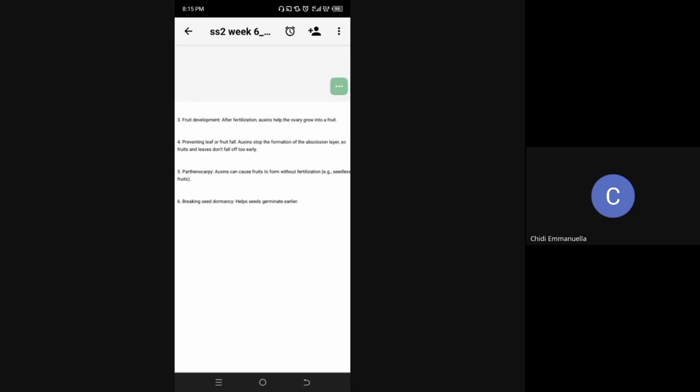So you don't expect to see seeds inside a fruit that underwent parthenocarpy, because the mere feature of seeds shows that that is a reproductive plant. But in parthenocarpy, reproduction is not involved. That is why you see some fruits without seeds. You understand? Because it has undergone parthenocarpy.